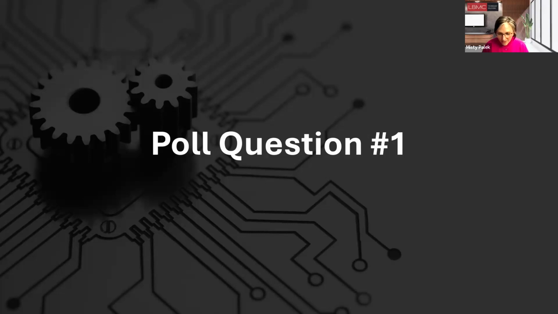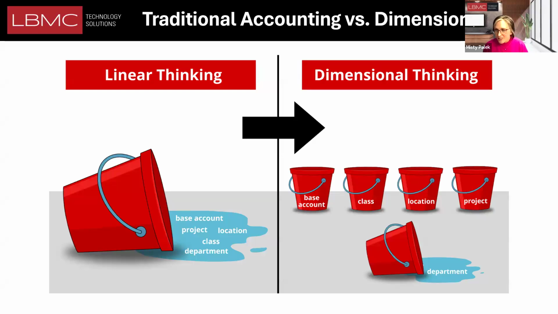Okay, let's take a look at the accounting buckets for a minute. Now, recently, if you've ever seen anything about Sage Intacct, you're going to see this picture and think, that kind of looks familiar, but we used to demonstrate it in a little bit different way. When we look at the chart of accounts, which is your general ledger buckets, traditional thinking tends to put all the segments of the business into one big bucket. You can see that over here in linear thinking, right? We're going to put our base account, our project, our location, our class, our department, any kind of segregation that we want usually goes in our chart of accounts. And that's typically how legacy ERP systems are developed, right?